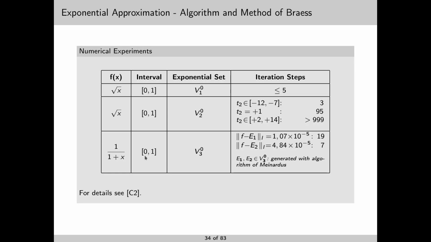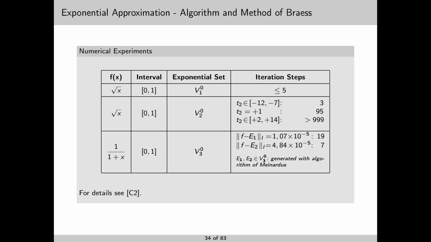For the calculation of the best approximation for 1 over 1 plus x with respect to V sub 3, 0, rather than following the method of Braess, two exponential sums e1 and e2 of V sub 3, 0 have been computed with the algorithm of Meinardus. With these starting functions, it took the algorithm of Braess 19 and 7 iteration steps respectively to arrive at the best approximation.